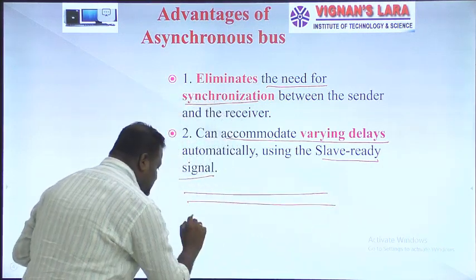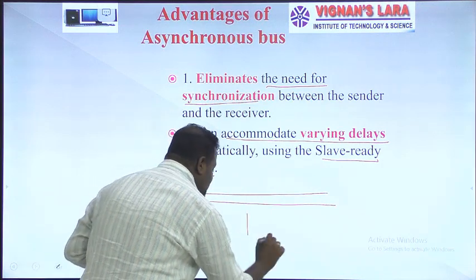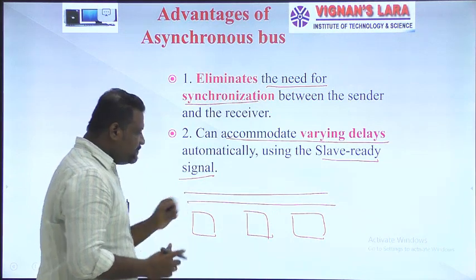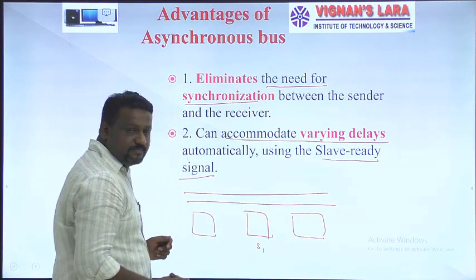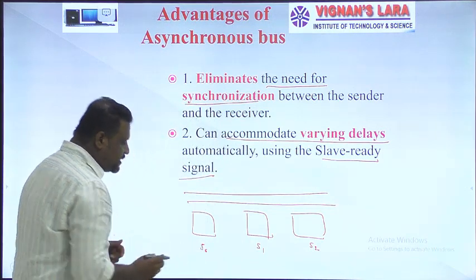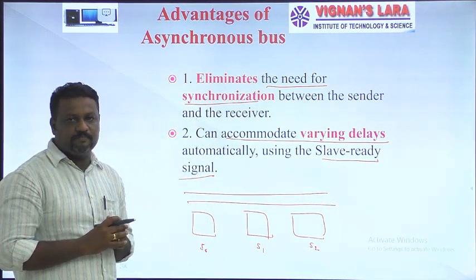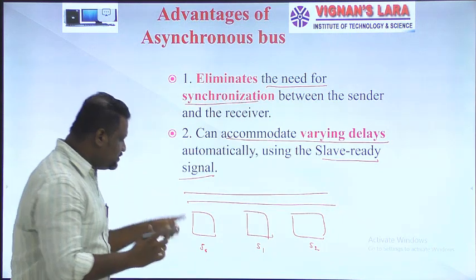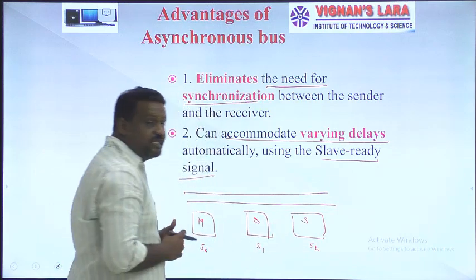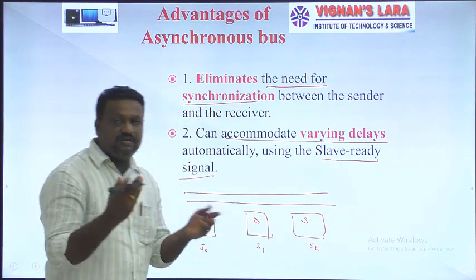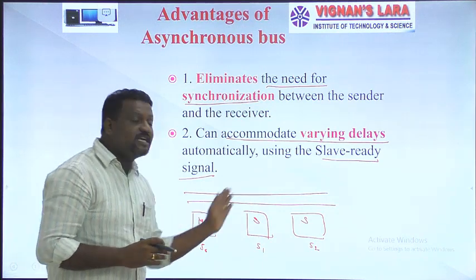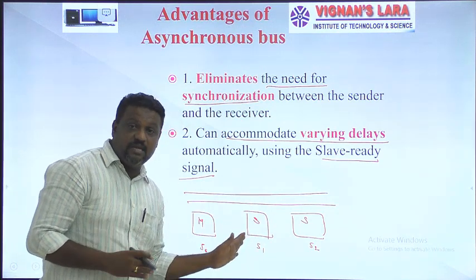For example, you can assume this is a master, and this is slave 1 and this is slave 2. This can be operated at some speed S1, this can be operated at speed S2, and this can be operated at speed S1. So the important thing is this master wants to communicate with this slave or this slave. Their speeds are different, but I can still automatically communicate with these devices.